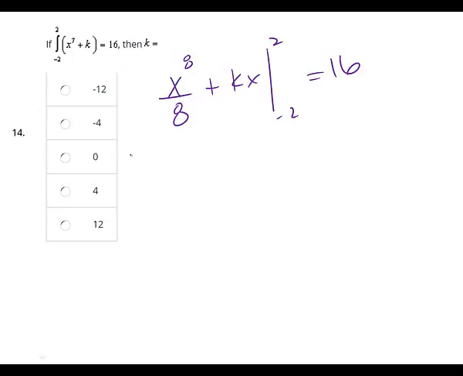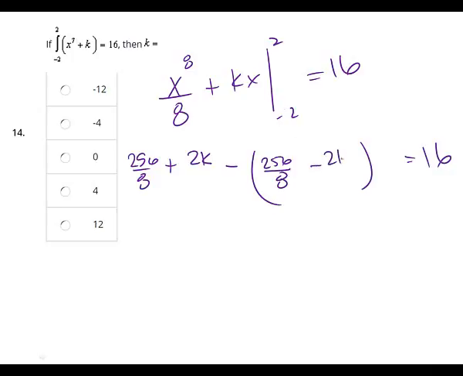What are we getting? 256 over 8 plus 2k. 2k. All right. And then -2 to the 8th is still 256 over 8. And this time it's going to be minus 2k. Oh, no denominator. I don't know what I was doing.